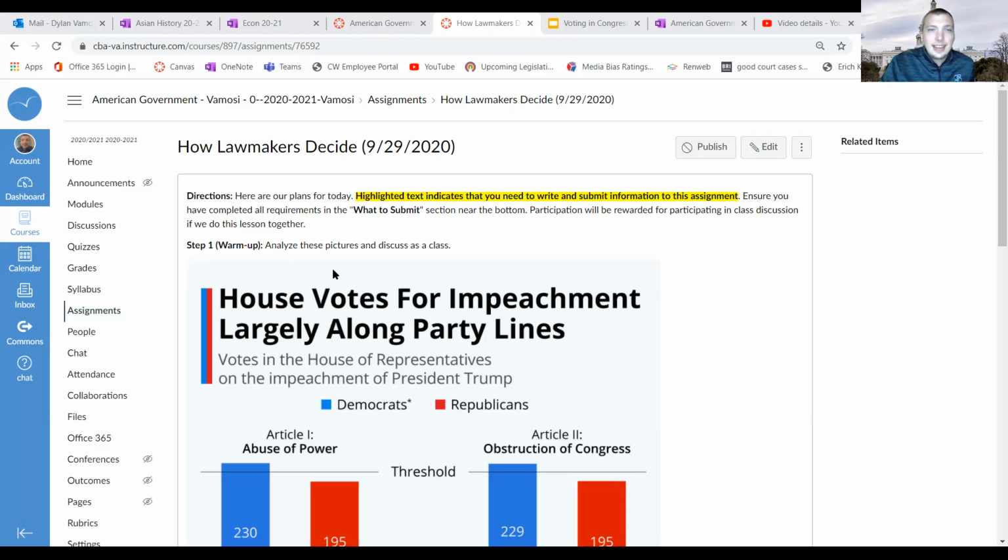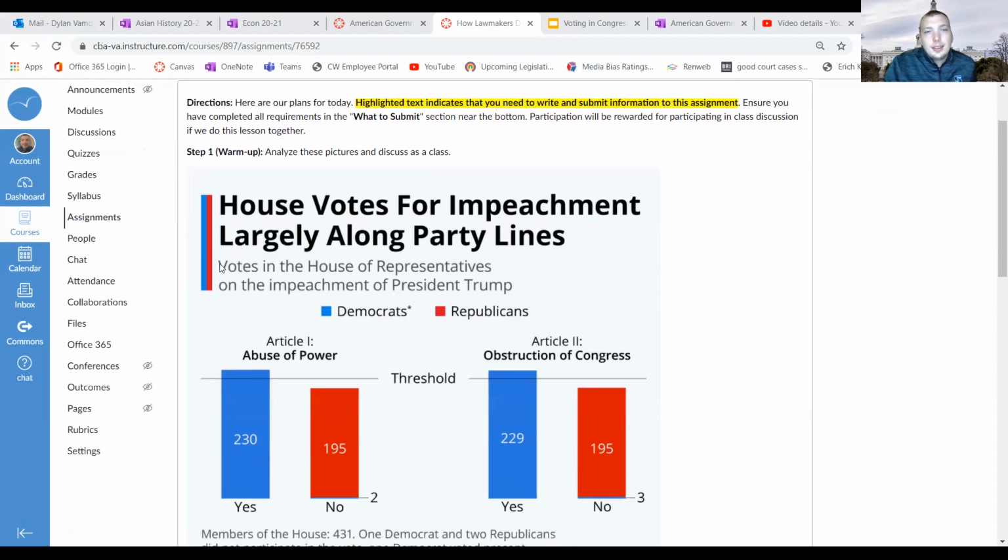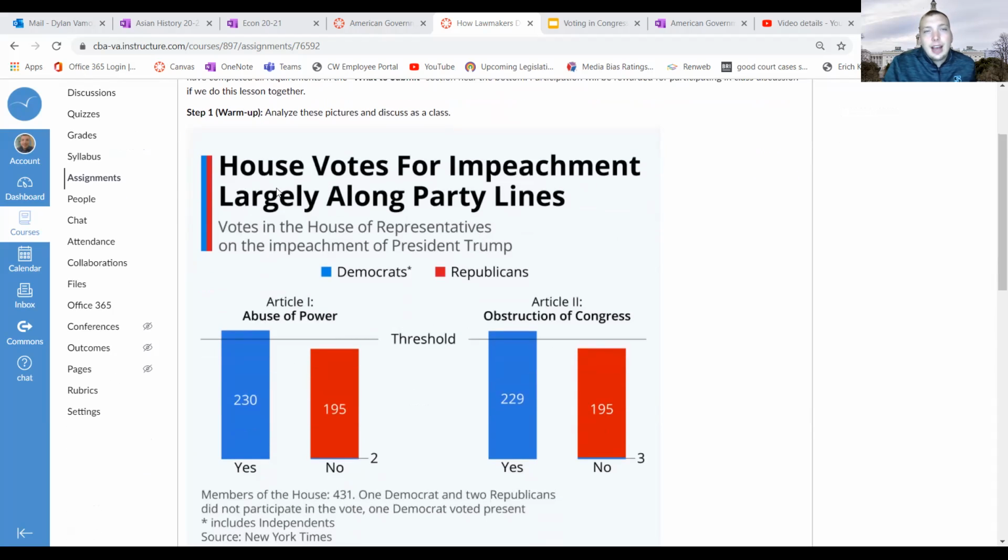So step one is to analyze these pictures. And so this first picture is the House of Representatives voting for impeachment. So this is not on a particular bill. This is going to be a separate thing that we're going to be talking about pretty soon regarding Congress's role in impeachment. But they voted for this, and it was largely along party lines.